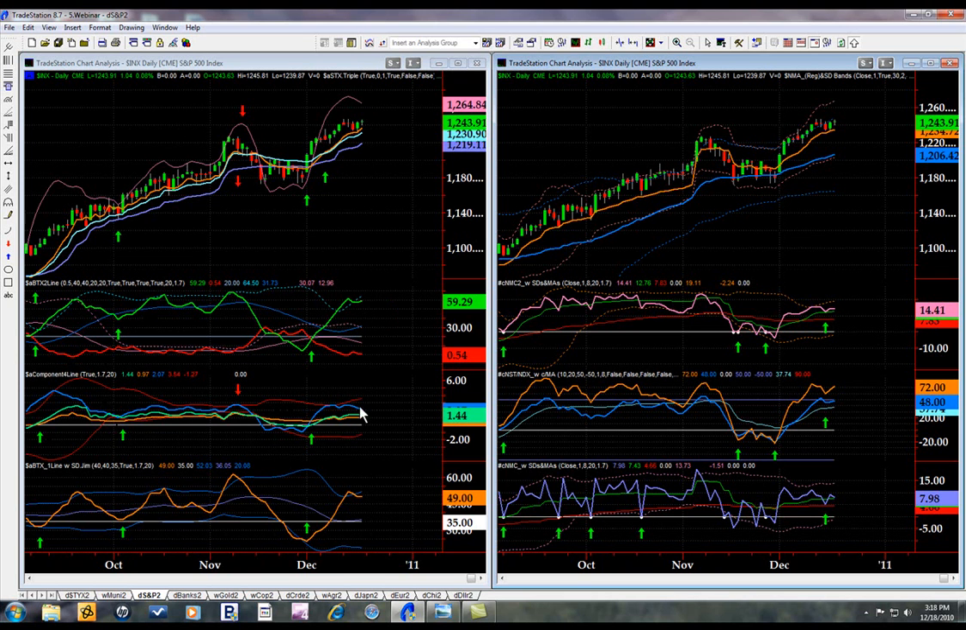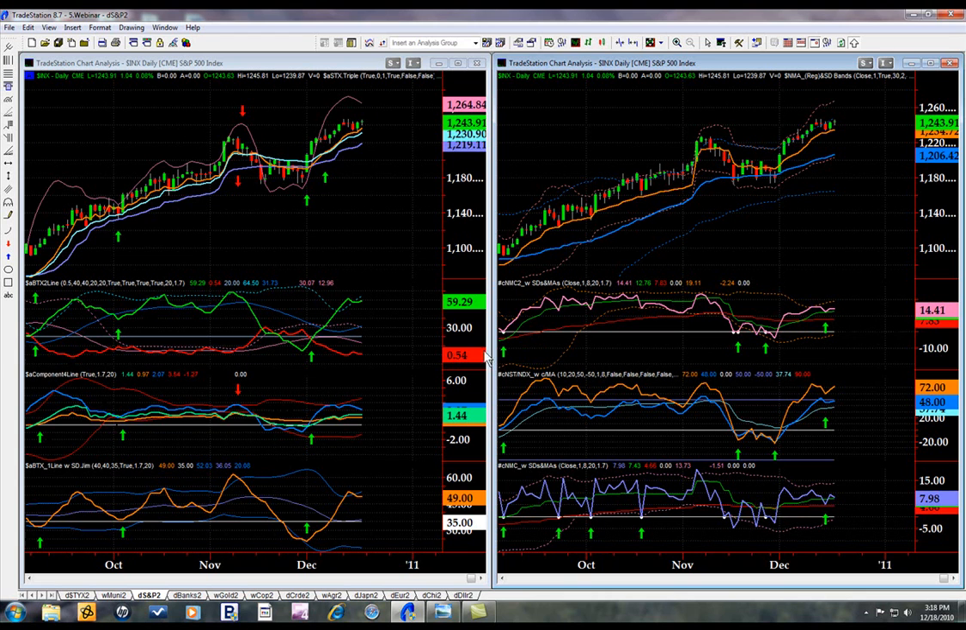Notice that we have a continuing positive fan formation here and a continuing now positive fan formation up here. So all of that is a bullish environment. Notice how we had these brief excursions down below the natural moving average here, but then they moved above it. Notice how price moved above its triple STX right here.